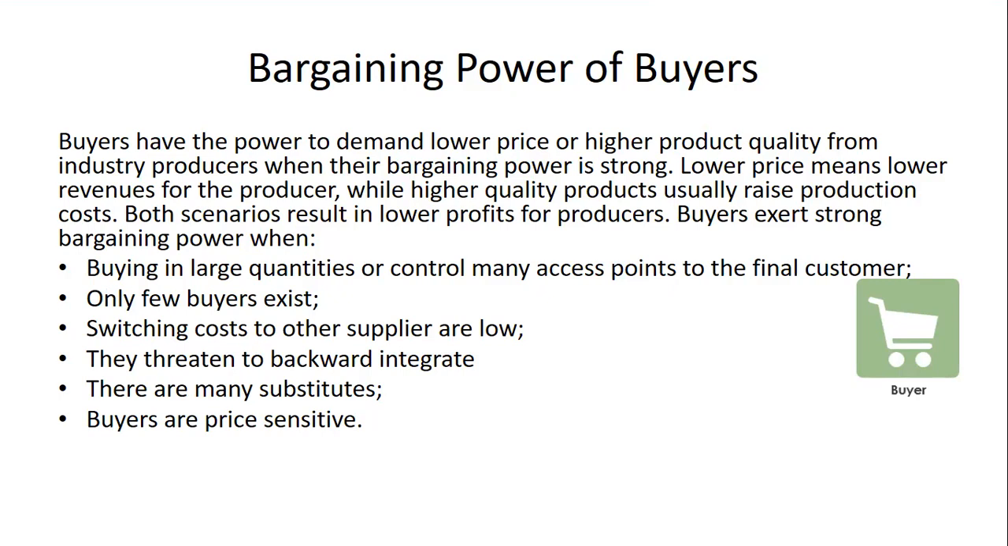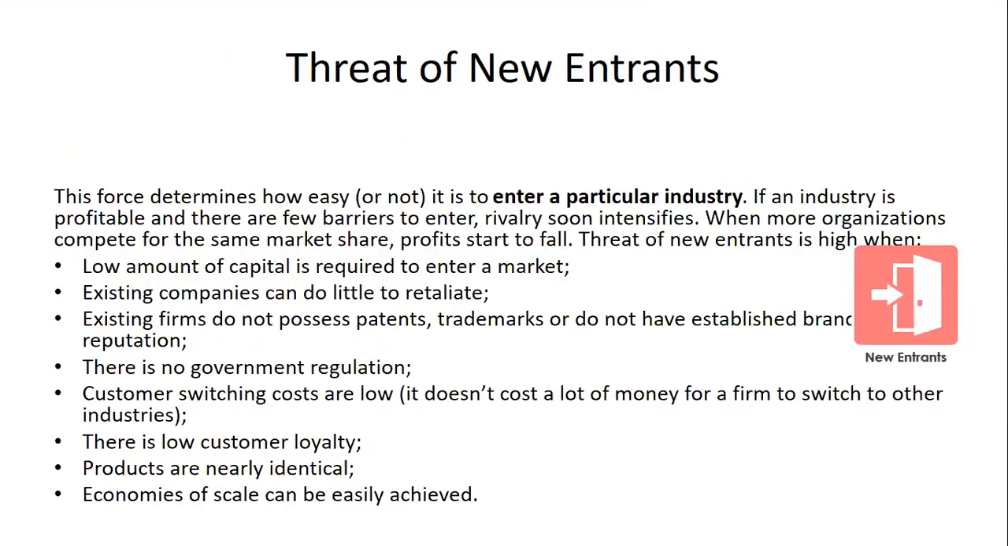Switching cost is definitely low. The threat to backward integrate into suppliers, we saw forward integrate. There are many substitutes and the buyers are price sensitive. So these conditions say that buyers exert strong bargaining power. So here you are going to get questions on this only.